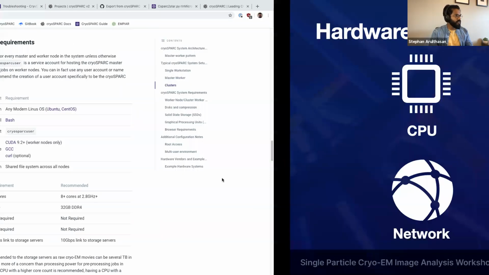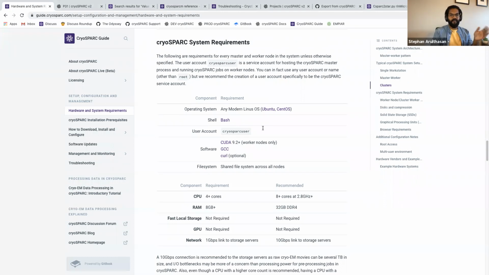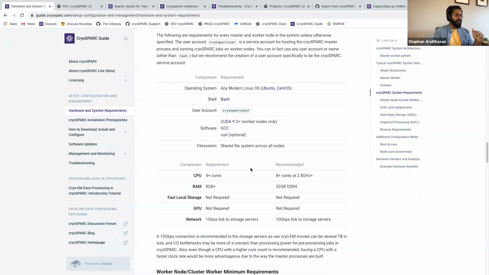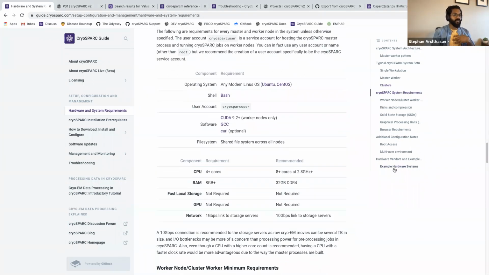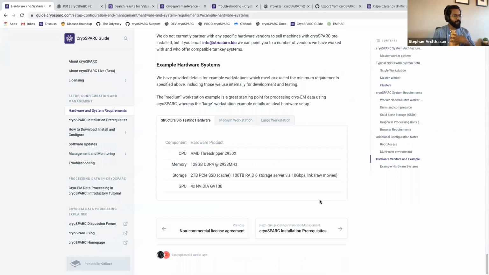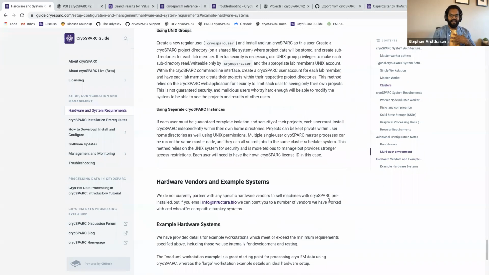So for more information, check out our guide, which has everything that I'm talking about, including system requirements for CryoSPARC for both the master and the worker, including recommendations and even what we use at Structura to do benchmarking. Yeah, it has a lot of useful information.